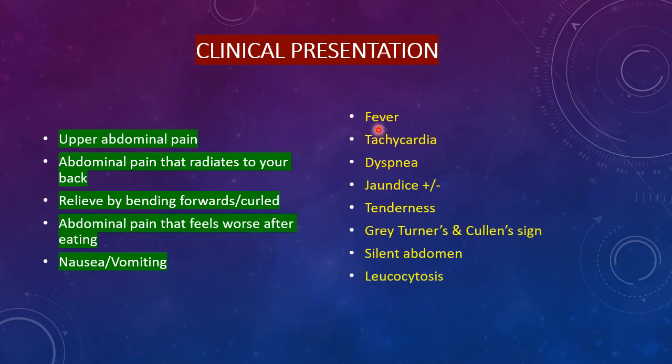The other clinical presentations will be fever, tachycardia, dyspnea, jaundice may or may not be present, tenderness in the upper abdomen, especially the epigastric and around the umbilicus, more to the left, Grey Turner's and Cullen's sign, which I will show you in a short while.